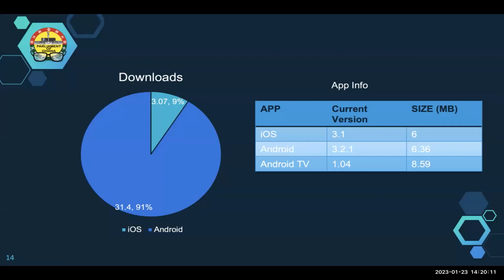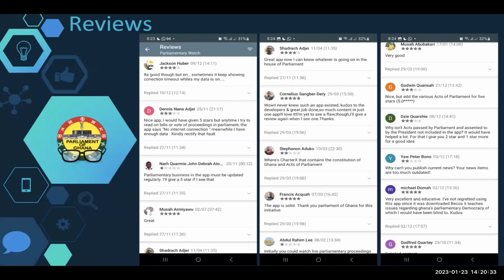So far, the Android version has received about 31,000 downloads, and the iOS version has about 3,000 downloads, because that one was launched recently. So we don't have many downloads from that platform. We have a couple of reviews coming from users on the Android platform. Some people are giving us positive feedback. There are others too that have complaints, and we are considering all of them.